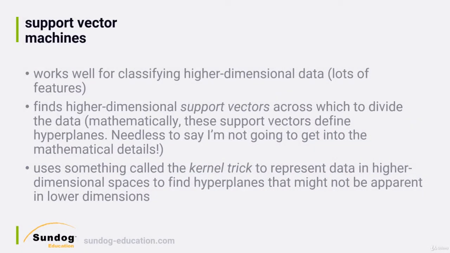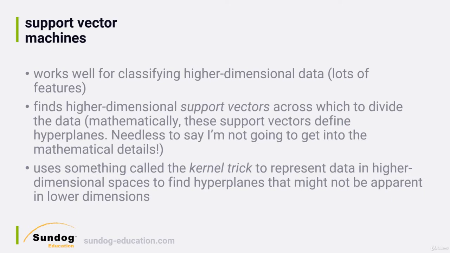They're very useful for classifying higher dimensional data, where we have lots of different features that we're trying to evaluate together at once, like all the different pixels in an image coming from your self-driving car's camera, for example. The idea is that it finds higher dimensional support vectors across which to divide the data. So from a mathematical standpoint, these support vectors define hyperplanes that separate your data into different classifications. And I'm not going to get into the mathematical details because when you start getting into these higher dimensions, there's really no way to wrap your head around it from an intuitive level.